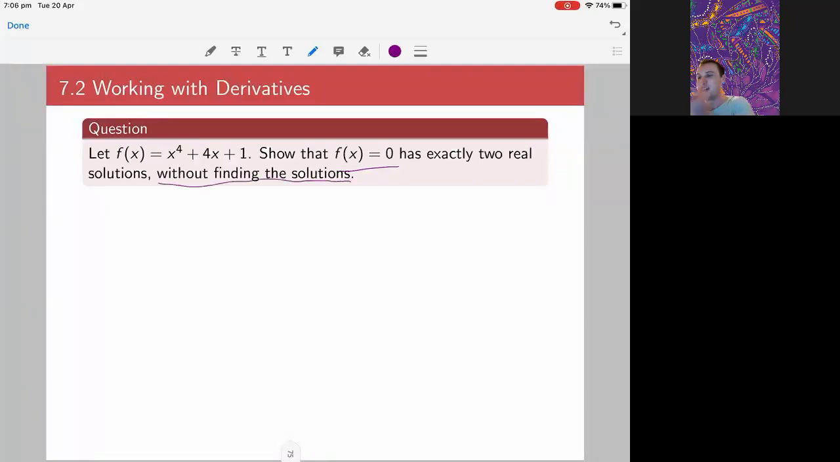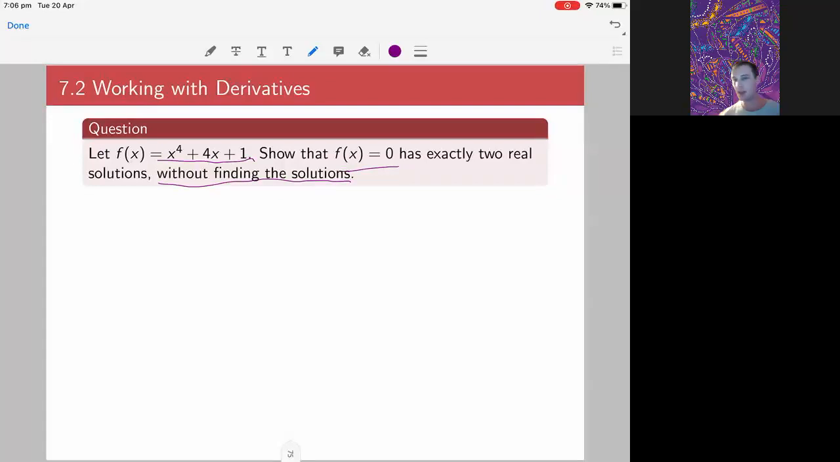Now, there's a caveat here. It tells us that we're not supposed to actually find the solutions. Why is that? Well, I think this is actually a function whose roots Mathematica can find for you. If you just chuck that function in Mathematica and ask it to find its roots, I think it will actually give them to you. But you know, sometimes it's good to not use Mathematica to do things if you can avoid it. Let's try and just show by hand that there are exactly 2 real solutions.